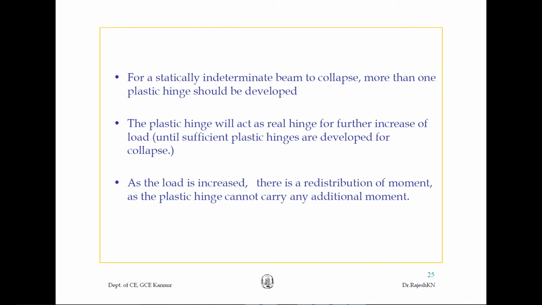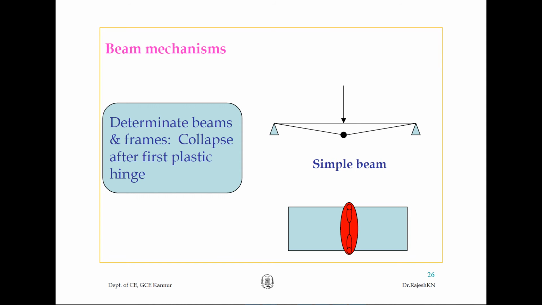So for a statically indeterminate beam to collapse, more than one plastic hinge should be developed. The plastic hinge will act as a real hinge for further increase of load. As the load is increased, there is a redistribution of moment, as the plastic hinge cannot carry any additional moment.